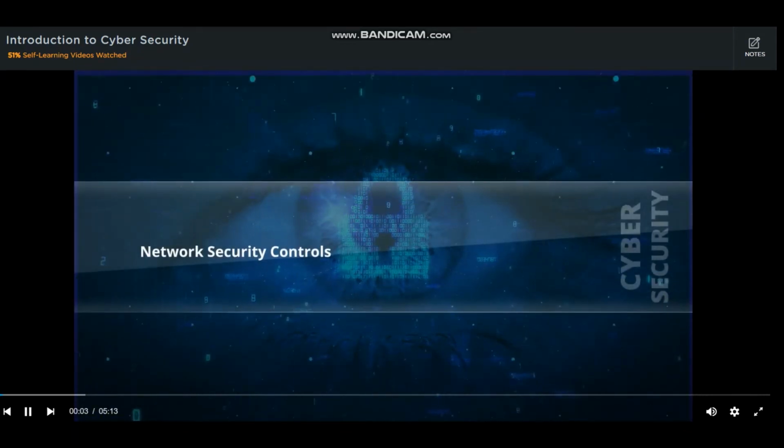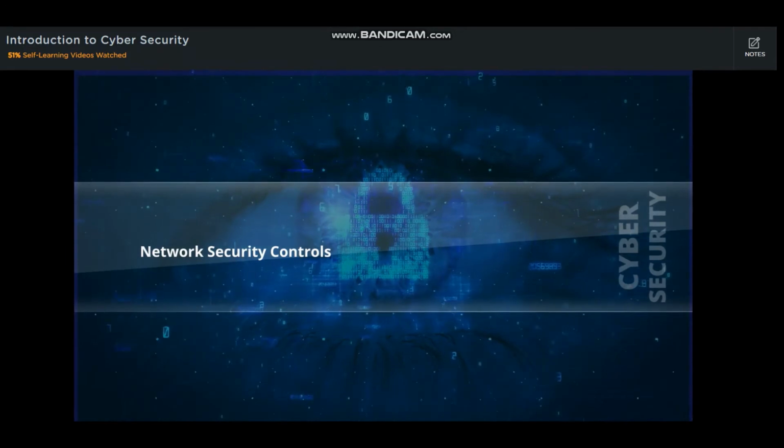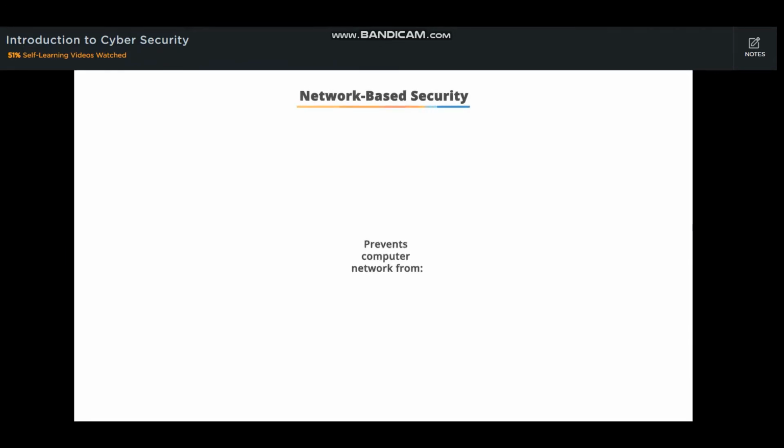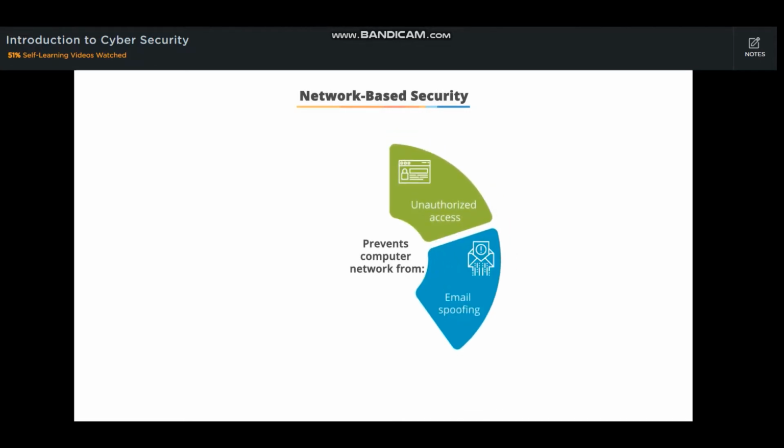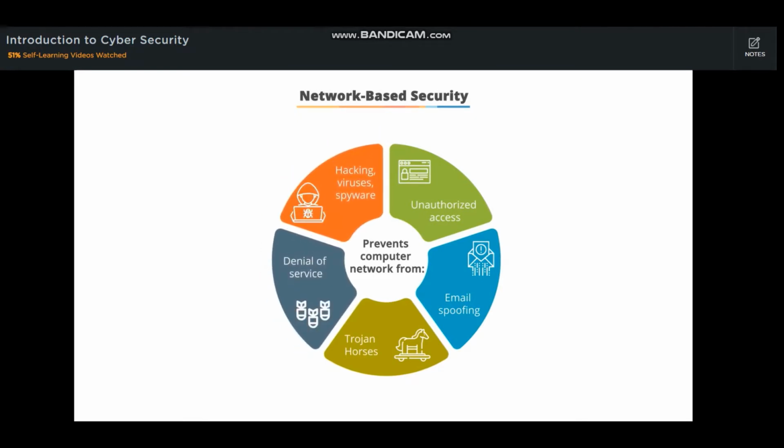Network security controls. Network-based protection/security is a method of preventing your computer network from unauthorized user access, email spoofing, Trojan horses, denial of service, hacking, viruses, spyware, and intruders.